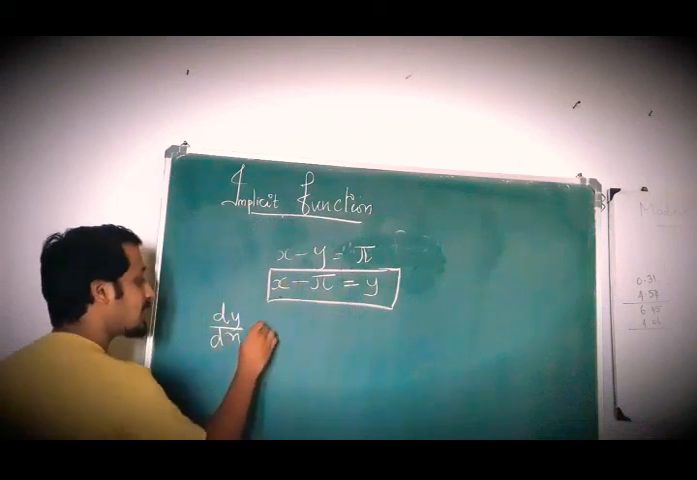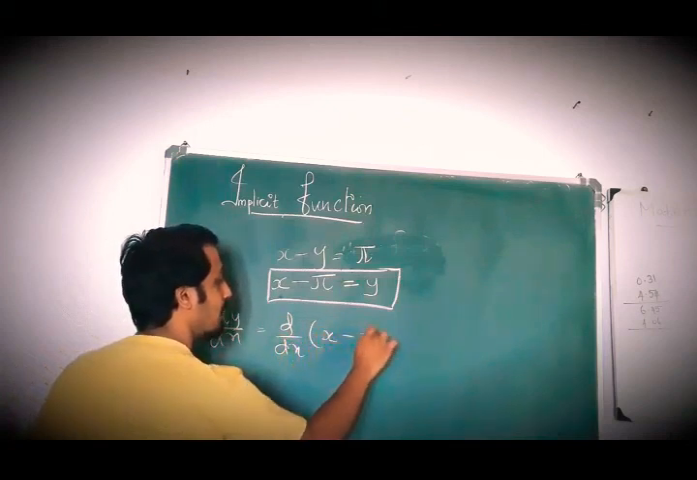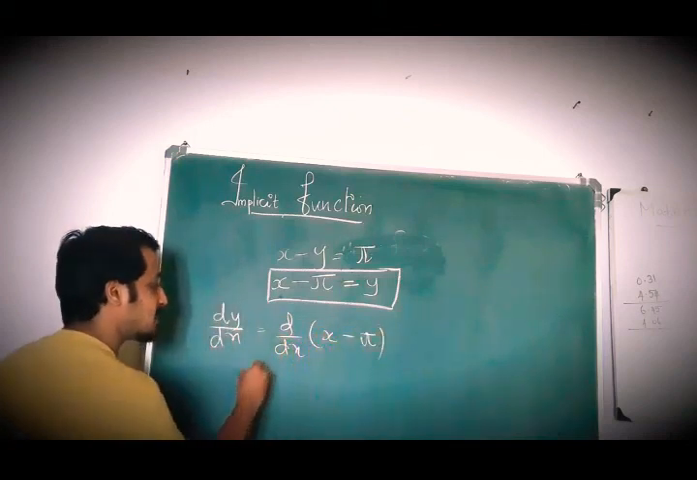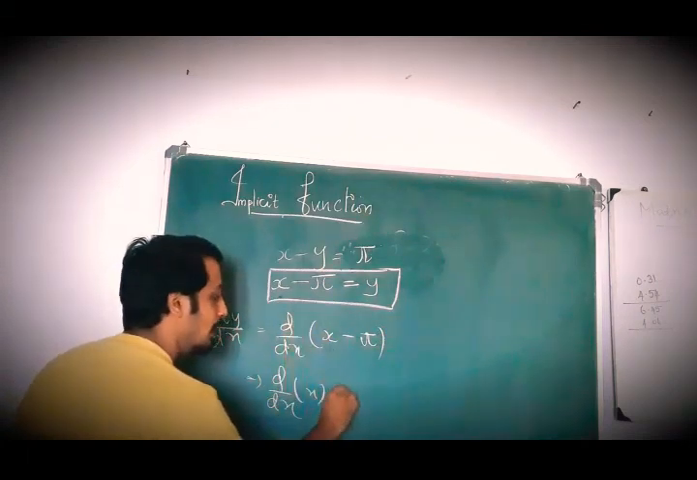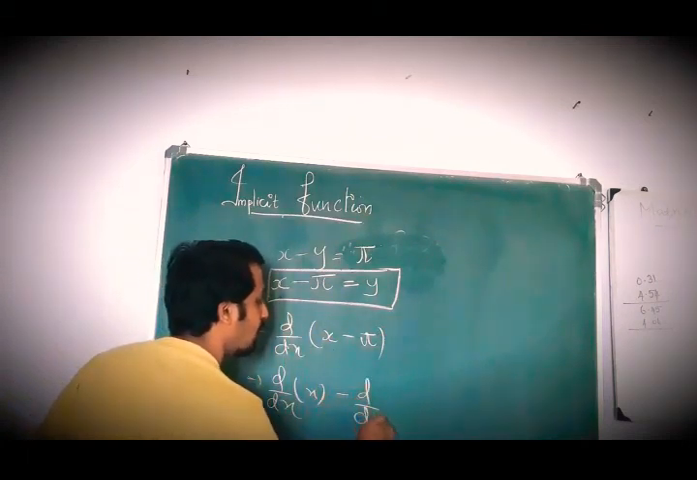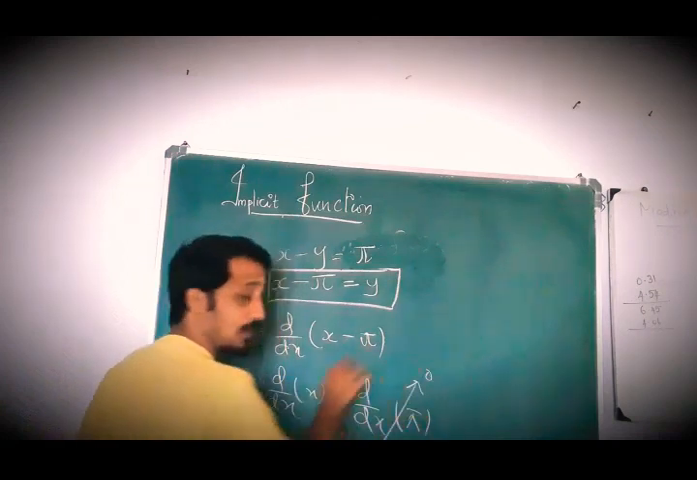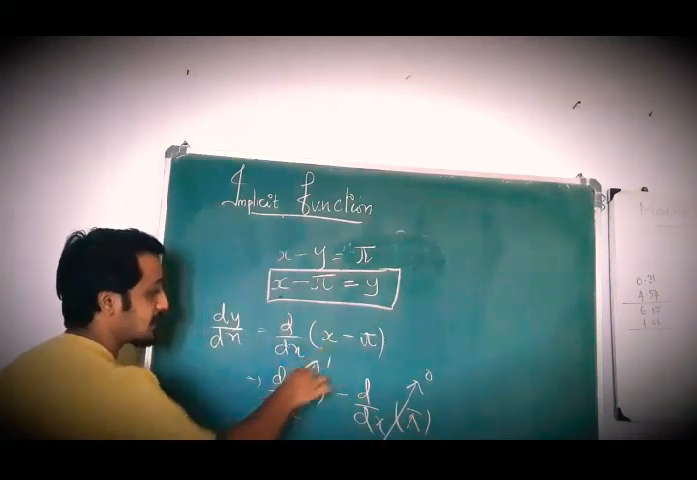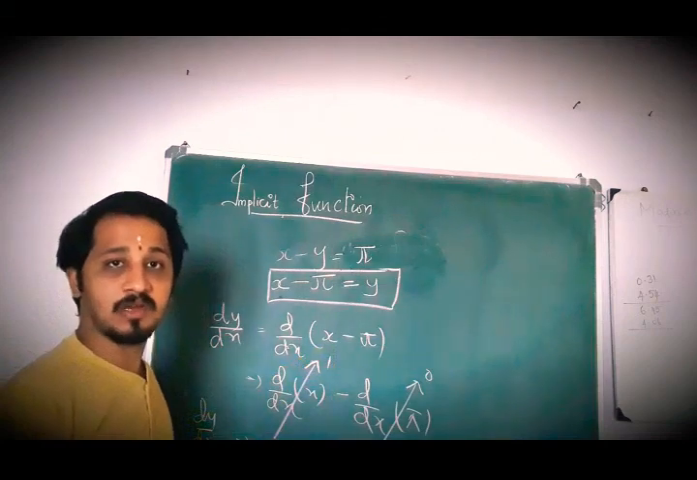So dy by dx is equal to the derivative of x minus pi. That means the derivative of x is nothing but 1, minus the derivative of pi. Pi is nothing but a constant, and the derivative of a constant is 0. So the answer is 1. So dy by dx is equal to 1. This is the way you have to differentiate.